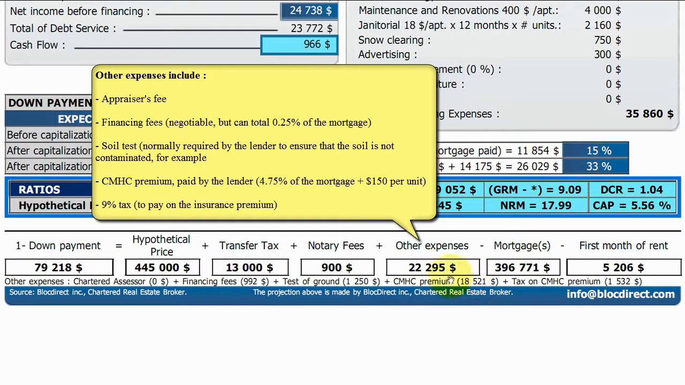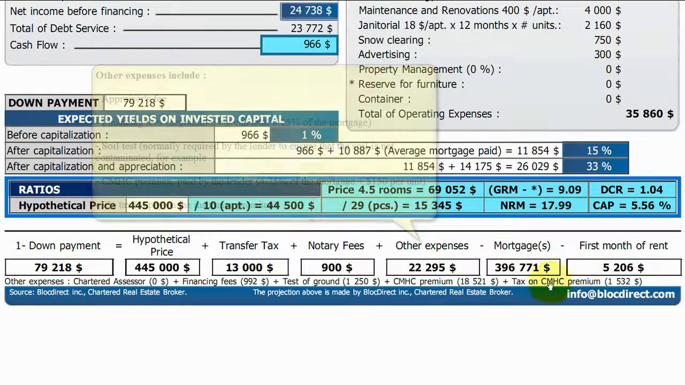CMHC premium, paid by the lender, 4.75% of the mortgage plus $150 per unit. 9% tax, to pay on the insurance premium.